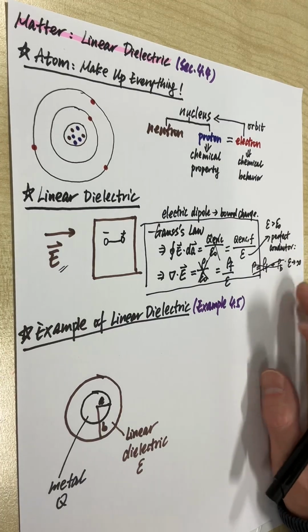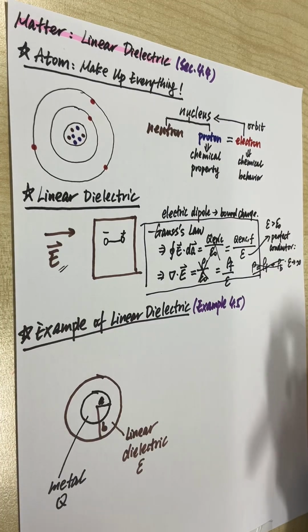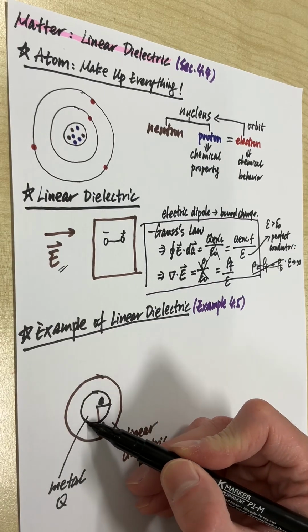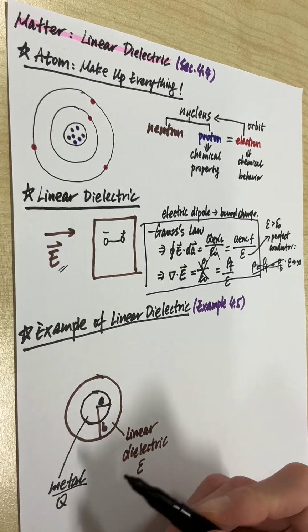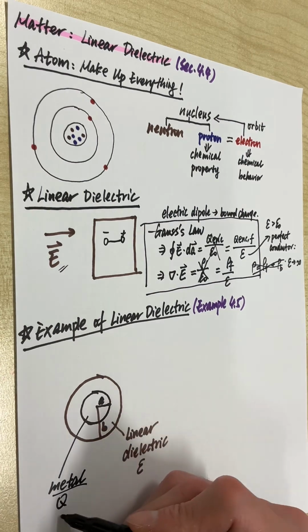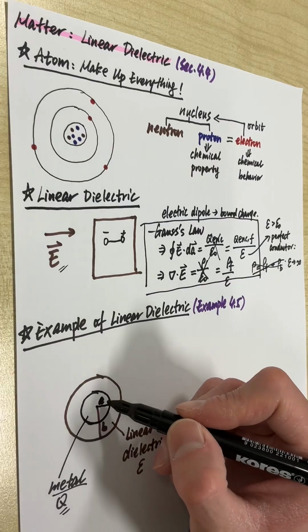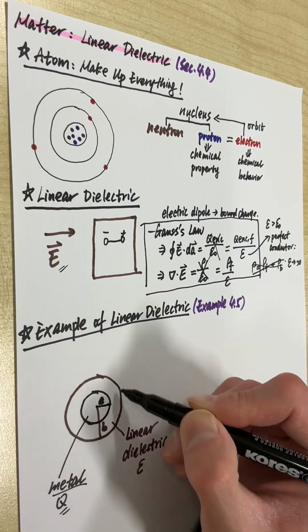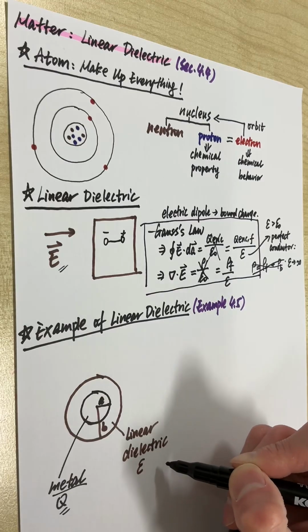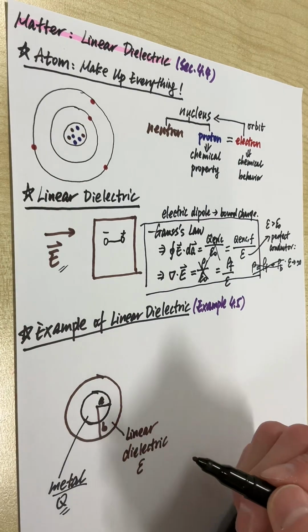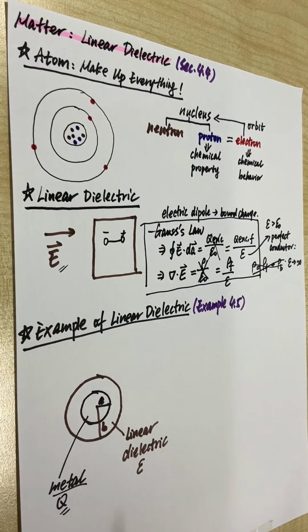Let's look at an example that would make it a lot clearer. So for example, we have a metal sphere in the middle, uniformly charged with Q total charge, and the radius is A. And then we have another layer of linear dielectric. The permittivity is epsilon, and the radius is B. So the question is, what is the electric field?